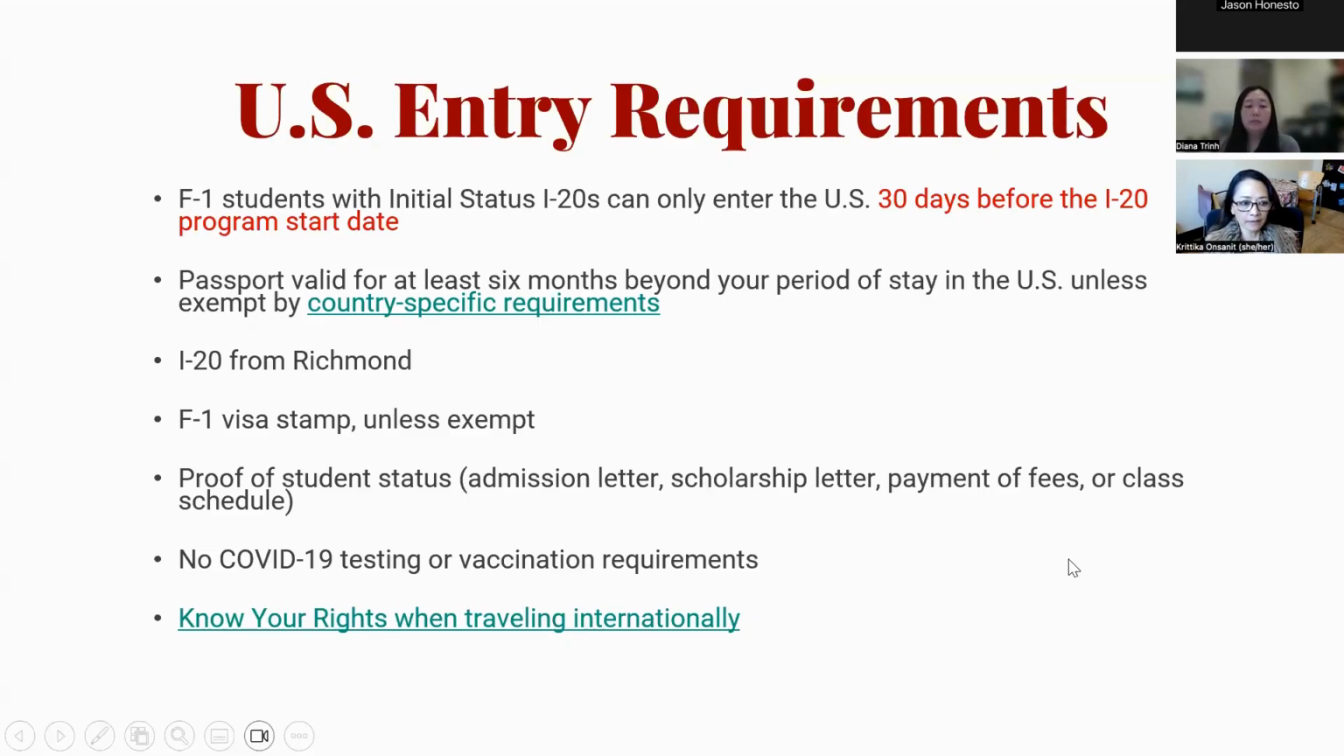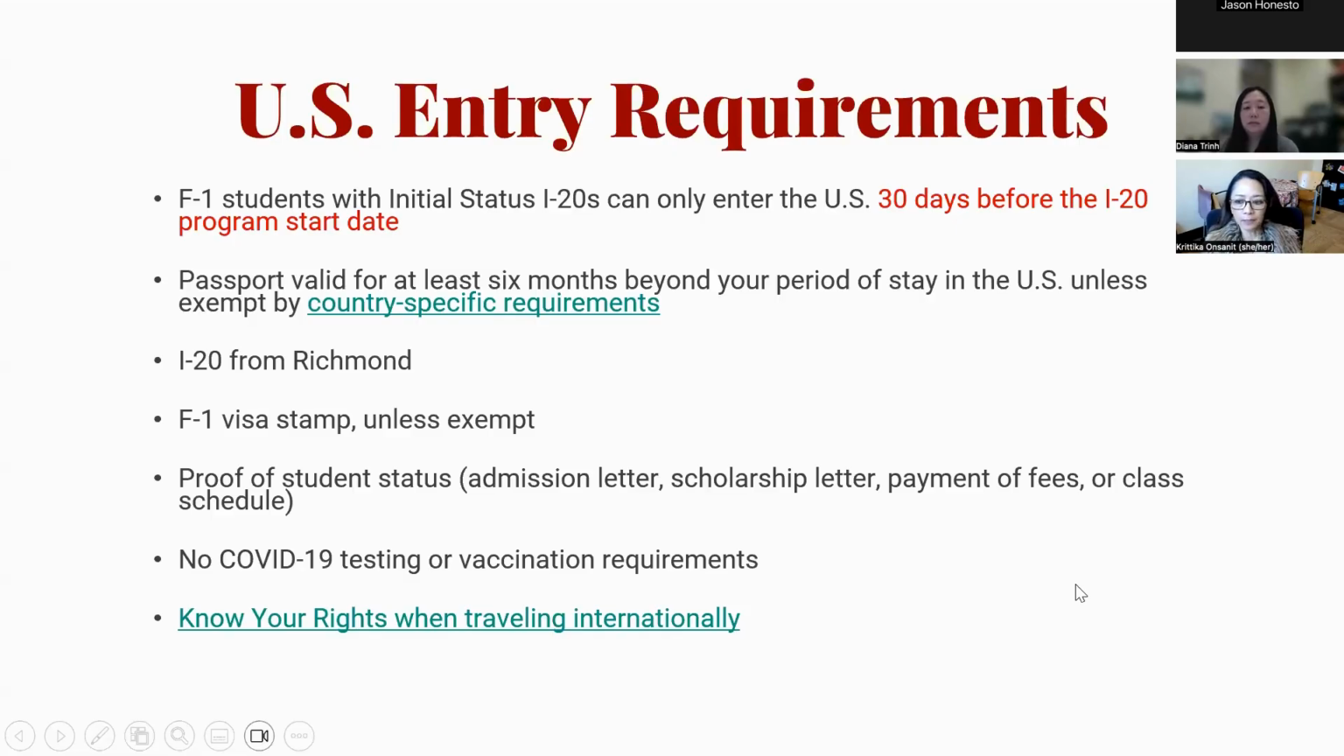You do have to have, of course, a valid passport, and it should be valid for at least 6 months beyond your period of stay, which would be the 4 years of your degree, unless your country is exempt by the country-specific requirement. There are some countries that don't have this 6-month future validity restriction, and you can go to that website using the link.